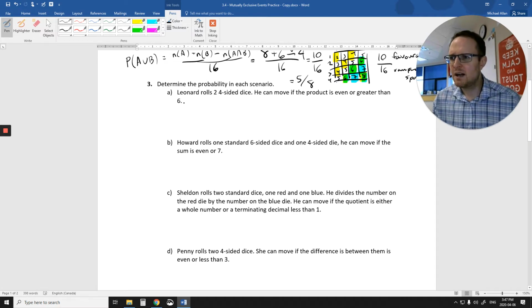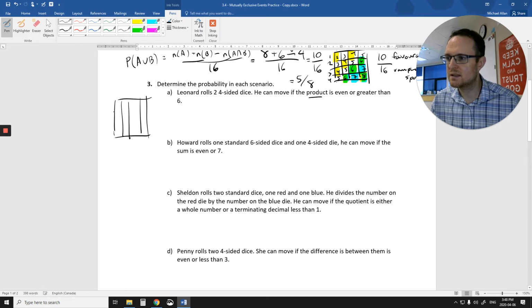Okay. Lenny here is rolling 2 four-sided dice. The product is even or greater than 6. Okay, so let's go through. Determine the probability in each of these situations. Four-sided dice again. I need a product table this time.